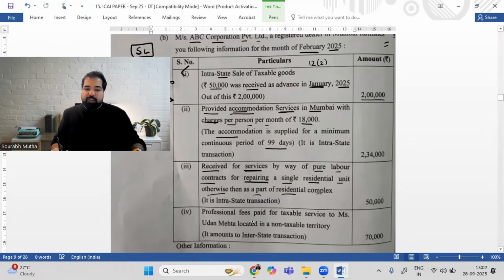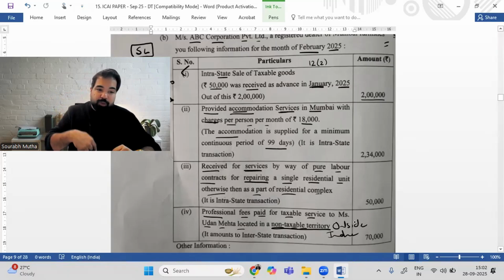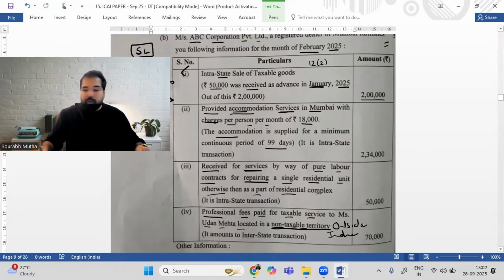And last is professional fees paid. Now, when you pay is when you're receiving. So ideally, guys, this is receiving services, purchase of services. But let's see what is interesting here. These are professional fees paid for taxable services to Messrs. Udan Mehta located in a non-taxable territory. Non-taxable territory means outside India. This is Bahar Se services. As you know, guys, if you take services from outside India, then there will be GST on that payable by you under RCM. So on this, you will have to pay under RCM.